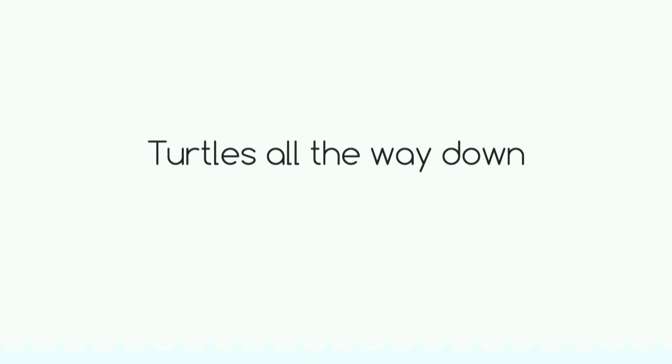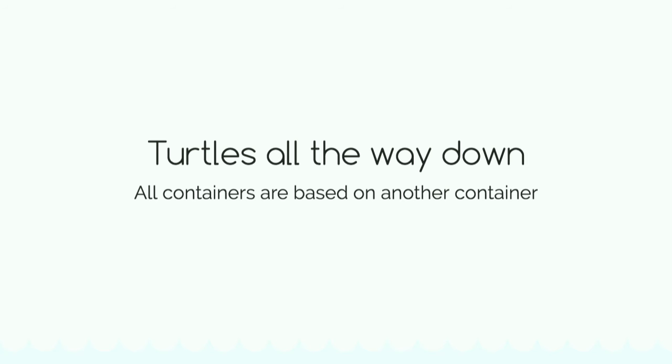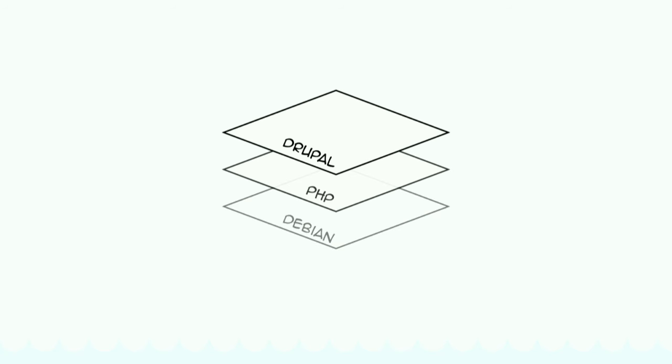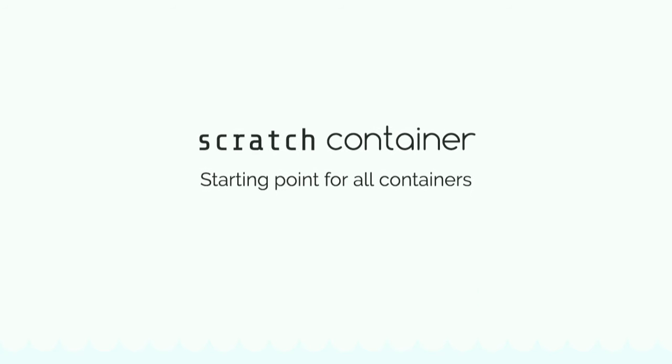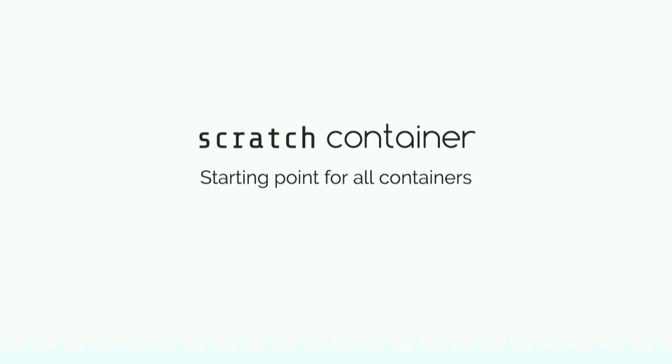That's actually true. In Docker, it's more like turtles all the way down. All containers in Docker are based on another container that already exists. So you might have a container that runs Drupal. Then that container is in turn based on an earlier container that runs PHP. That container is based on an earlier container that provides a Debian environment. And on until you get to the parent of all containers, the Scratch container. The Scratch container is the starting point for all containers in Docker. And it's just an empty tar.gz file.